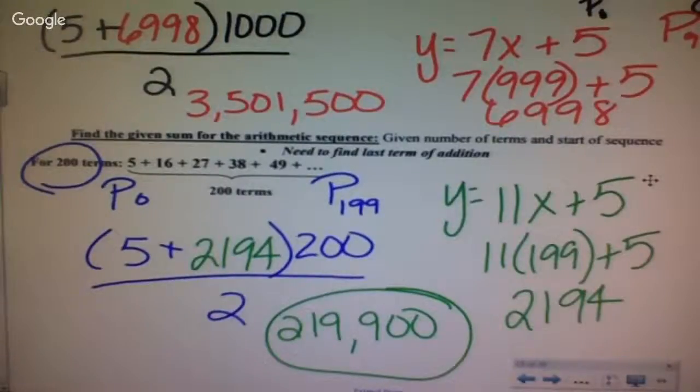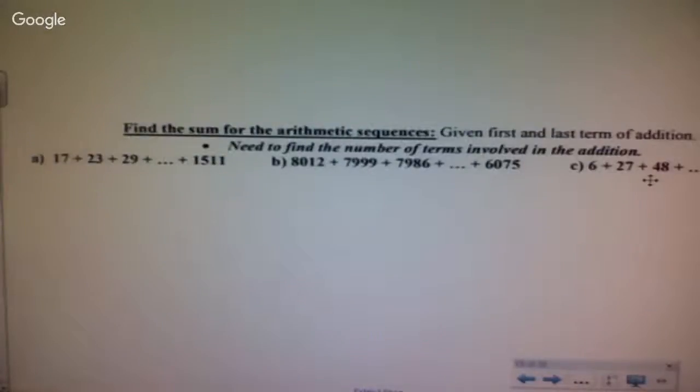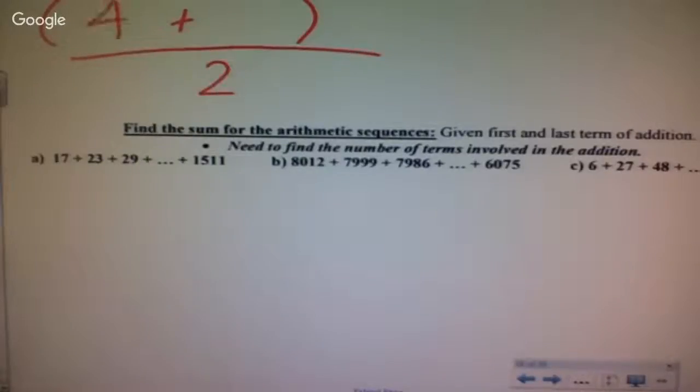Questions when the last term's missing? The last set of examples that we need to do are ones that look like this. So, what do I know right now? What can I fill into this equation right now? 4 and 9, 922. What don't I know? I don't know how many terms are there.